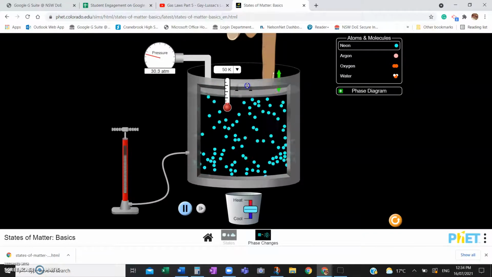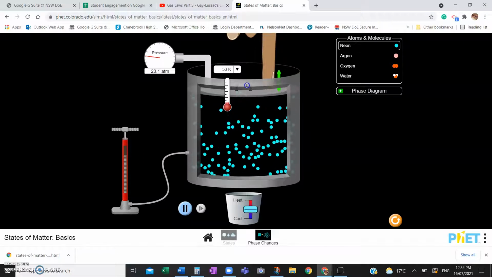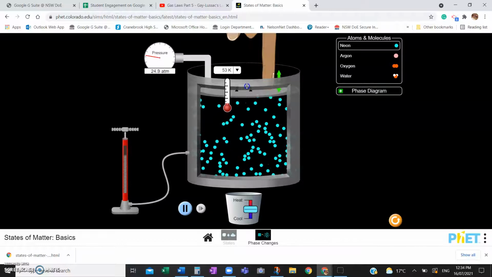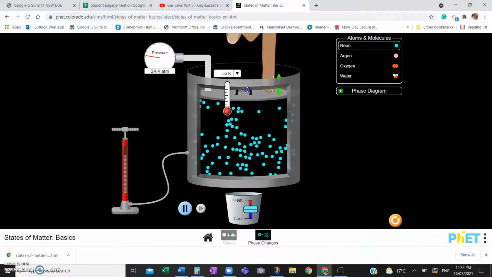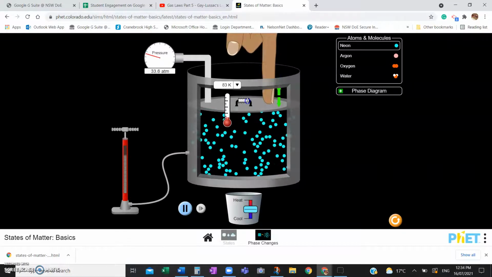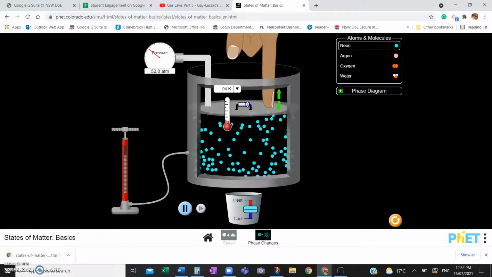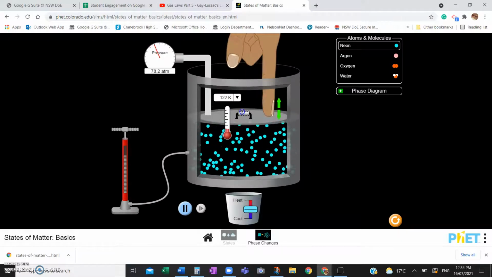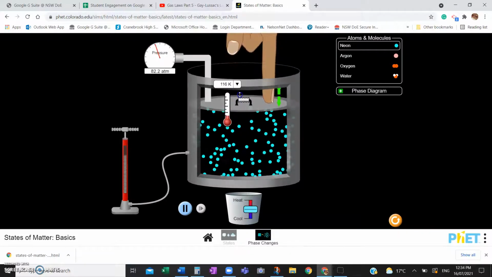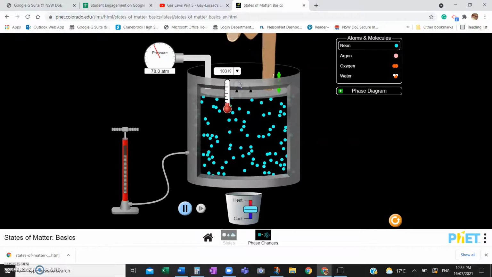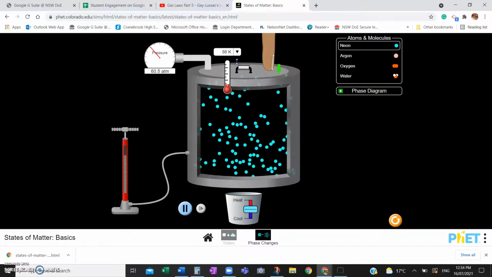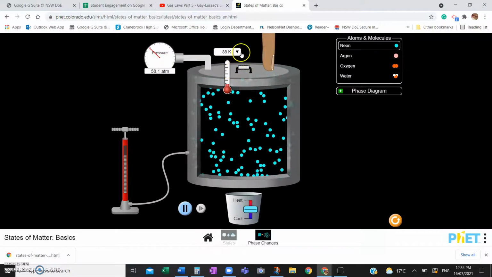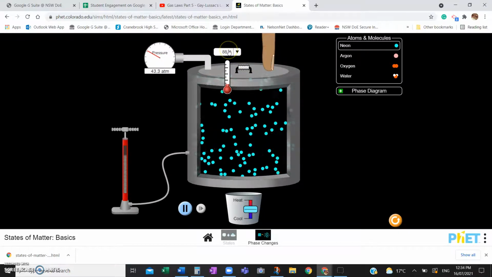But what we can do is show some of those effects. So we've got constant temperature now. This is what I want to show you. Watch the temperature as I increase the pressure, decrease the volume, increase the pressure. You're noticing the temperature is going up as well. Same if I decrease the pressure, increase the volume, decrease the pressure, temperature goes down.